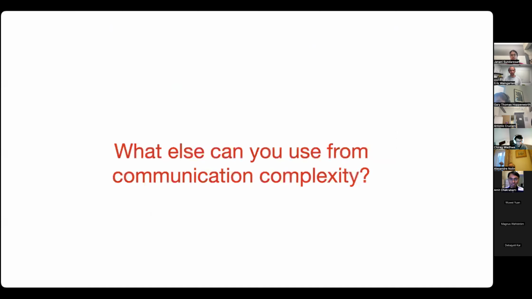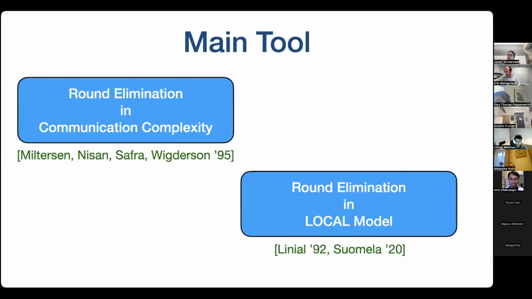But there are a lot of things you can use from communication complexity. The main thing we're going to be using today is something called round elimination. This was formalized and given as a clean statement by Miltersen, Nisan, Safra, and Wigderson in '95. After that, it has been proven to be very useful in a lot of structural lower bounds and streaming lower bounds. Round elimination with a different flavor has been used to prove lower bounds in the LOCAL model also, although the details are a little bit different. So this is what we are going to be using today.